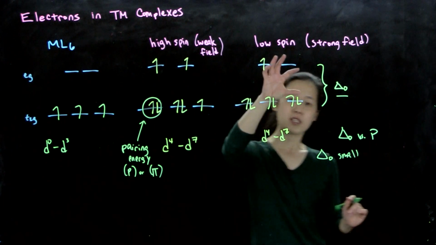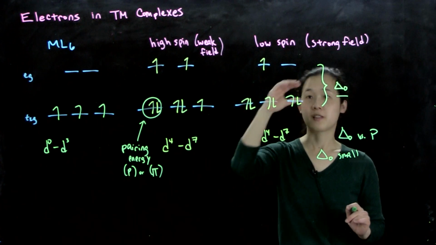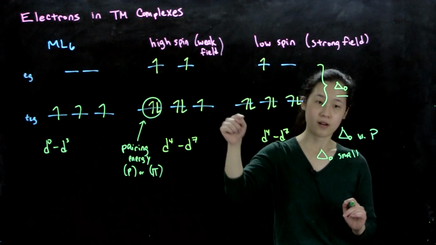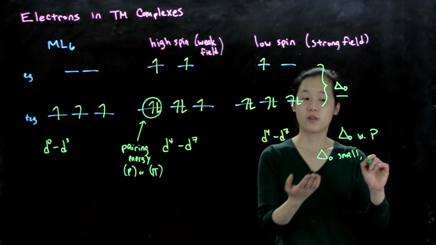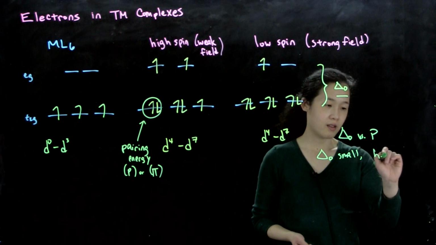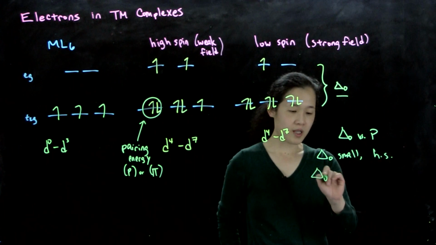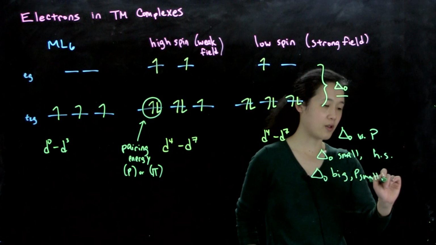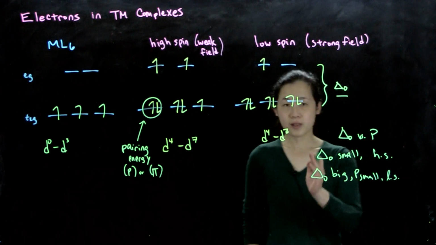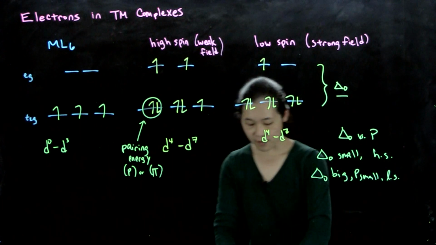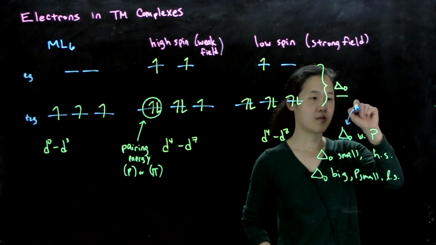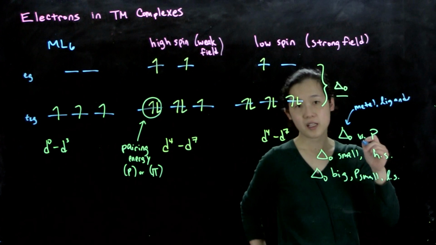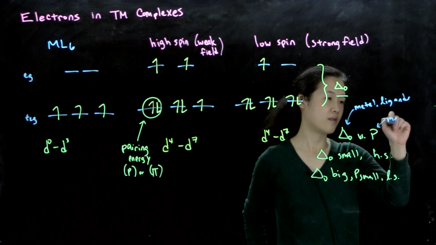If the energy gap between our eg and t2g manifolds is very small, it's easier for the electron to go into the eg than it is to pair. So delta O small, we'll go high spin. Delta O big, P small, then we'll go low spin. The factors that govern delta O are your metal and ligands. Pairing energy is usually based on your metal.